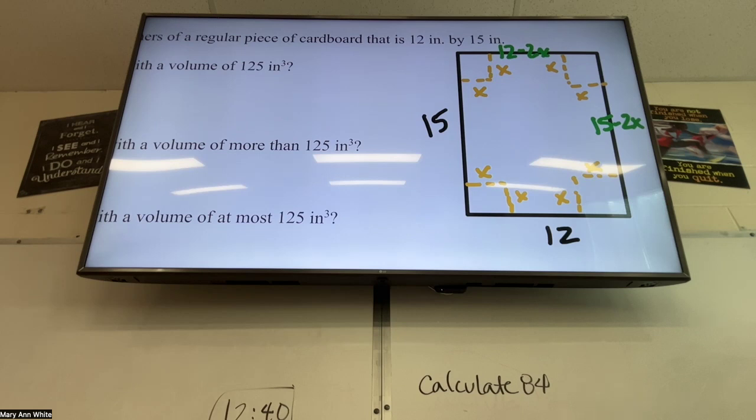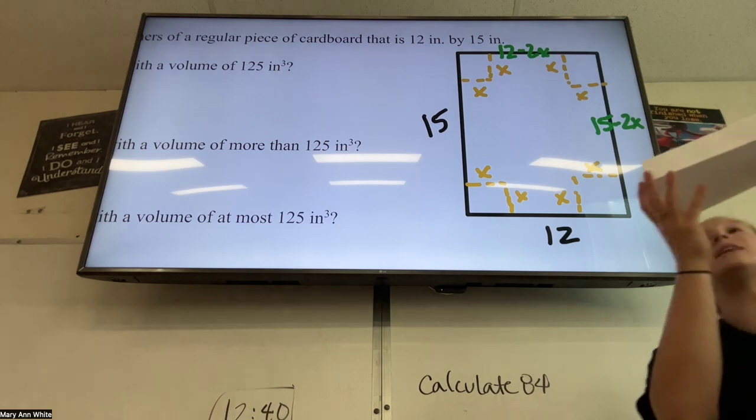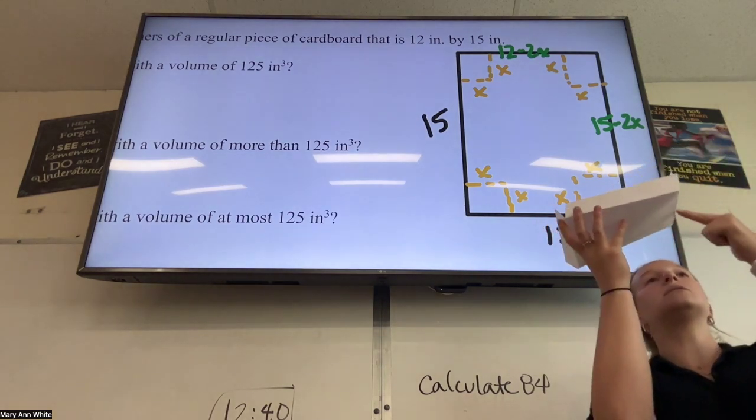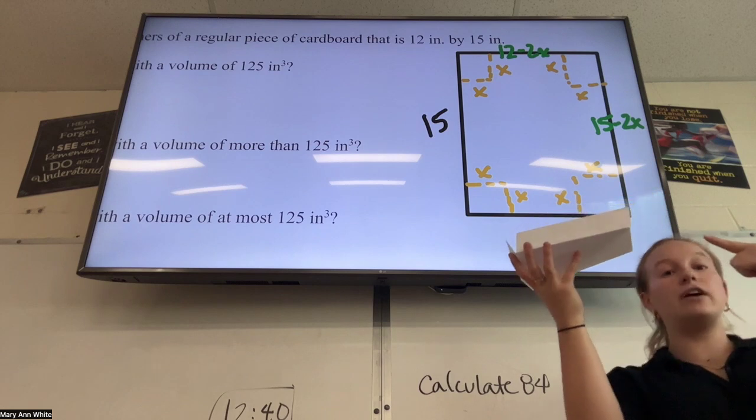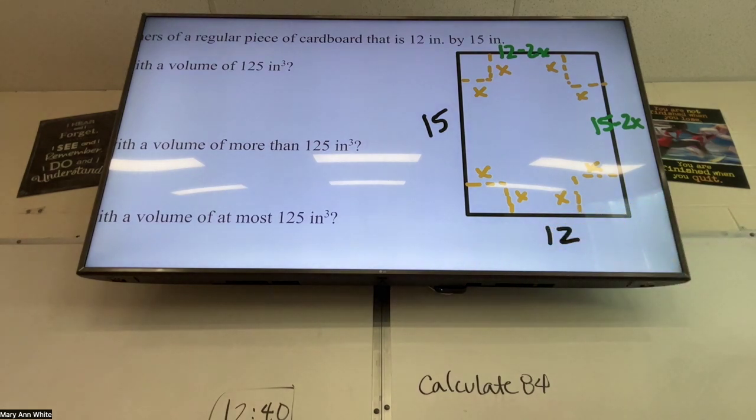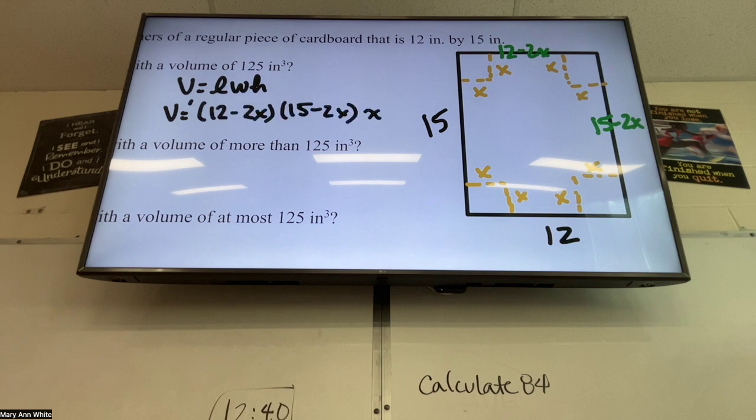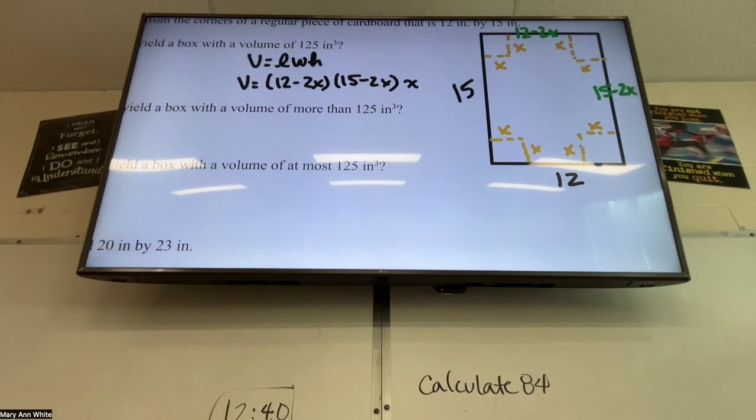When I fold these little flaps up to make this box, how tall are all the sides of the box? How tall is this? x. Very good. It's x. So my volume equation that we're going to use in these problems comes from length times width times height. It's going to be 12 minus 2x times 15 minus 2x times x. We are going to graph that.